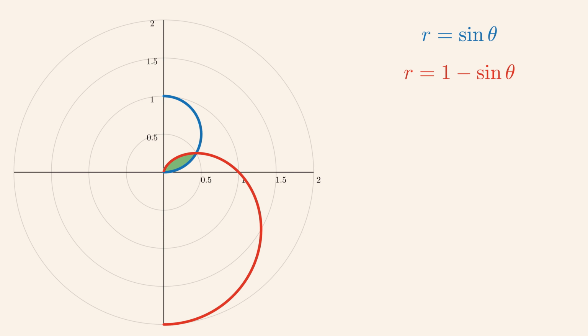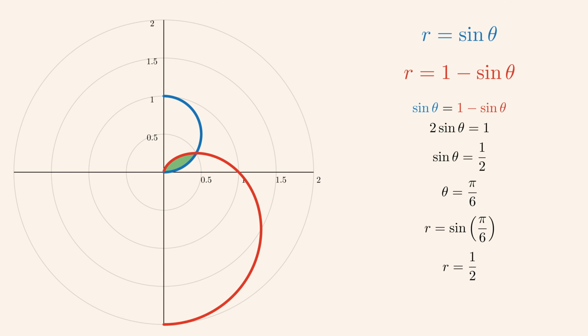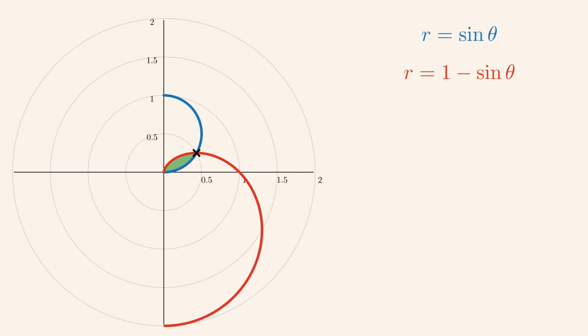Now let's find the intersection point by setting the two curves equal to each other. Rearranging the equations gives us this form. Then, simplifying further gives us this. So the intersection angle is pi by 6. We can also calculate the corresponding r value, which turns out to be half. Let's mark that intersection point on the graph. Since the shaded region is quite small, let's zoom in a little.